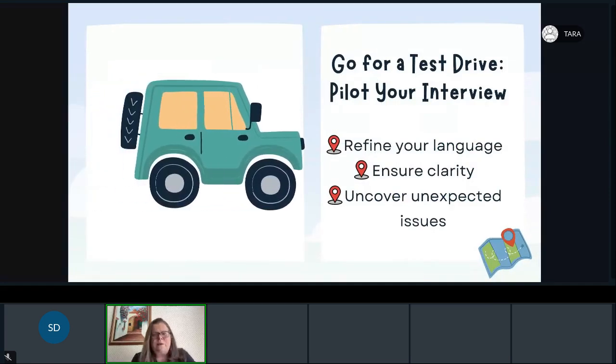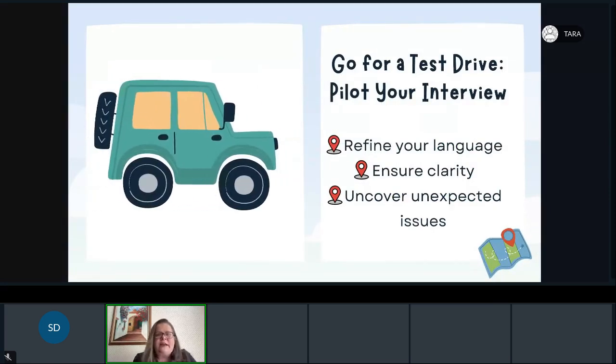So now we want to talk about piloting that interview. You've got the interview guide. Now you're going to take it for a test drive. So before conducting your main interviews, you want to pilot test your interview guide. Think of piloting as a test drive before hitting the road. It helps you ensure that everything is running smoothly before you fully commit to your study.